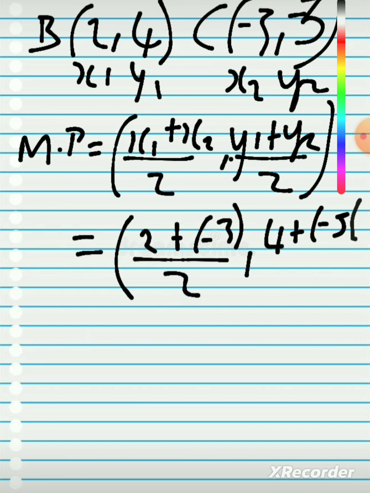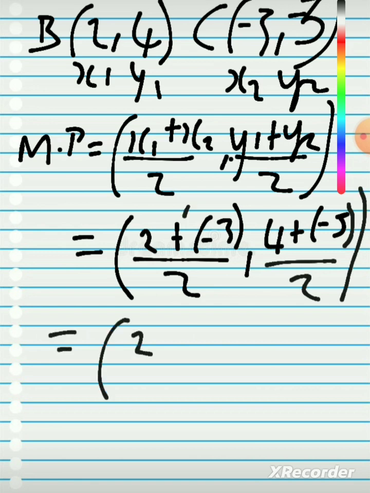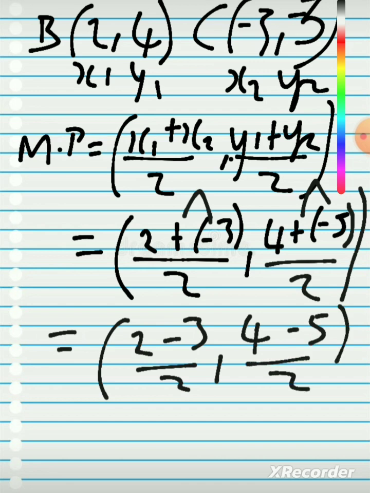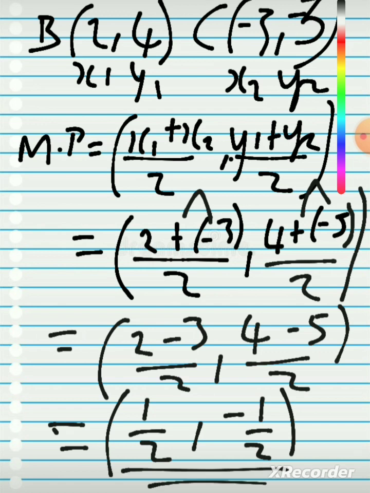Okay, divided by 2. So we have 2 plus -3, divided by 2, comma 4 plus -5 divided by 2. So 2 minus 3 is -1 over 2, comma 4 minus 5 is -1 over 2. Okay, so the answer is -1 over 2, comma -1 over 2.